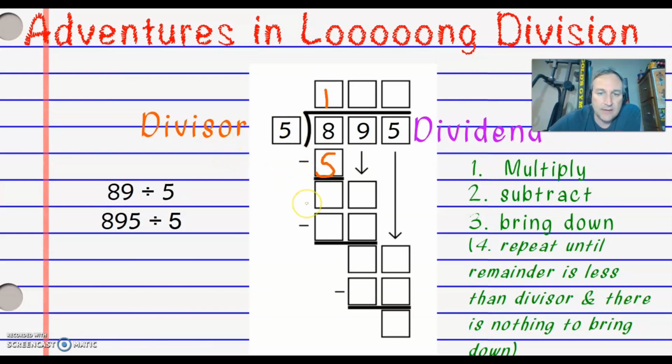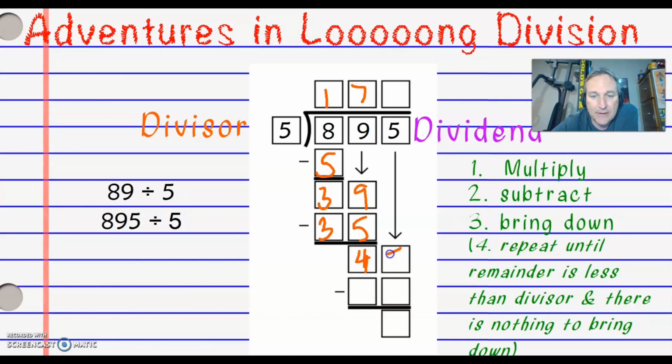And I subtract. Remember, you got to follow the rules. First you multiply, then you subtract, then you bring down. And you keep doing that until you can't bring down anymore. So 1 times 5 is 5, and 8 minus 5 is 3. Bring down your 9. 5, we said, went into 39 7 times. 7 times 5 is 35. Multiply. Now I subtract. I get 39 minus 35 is 4.